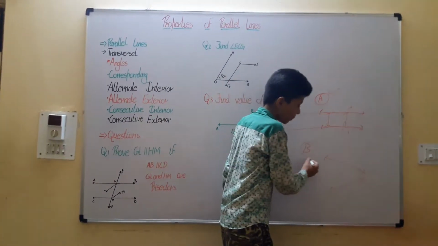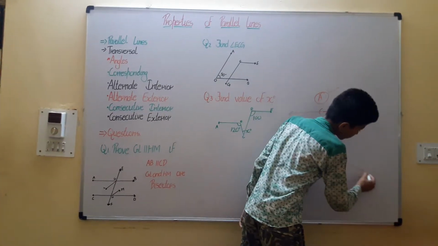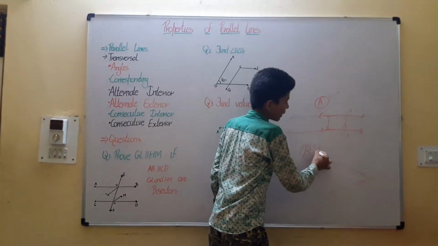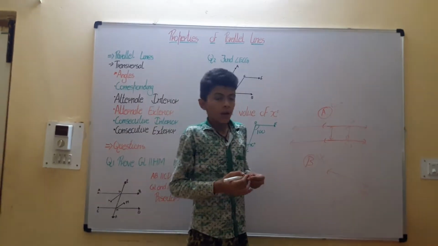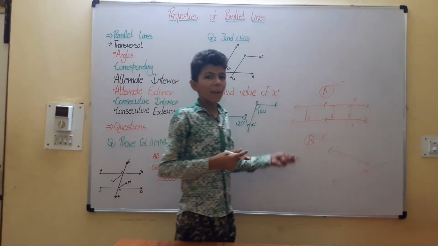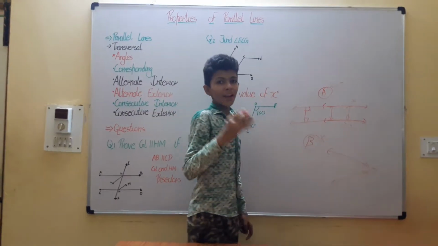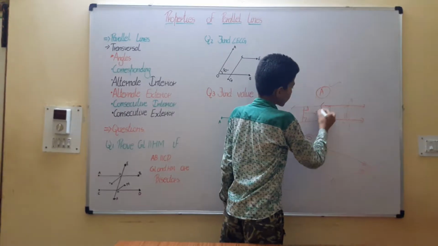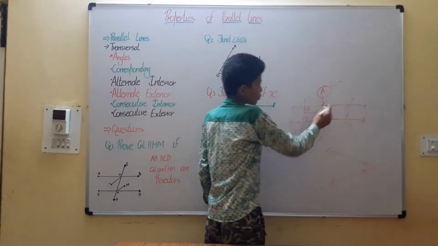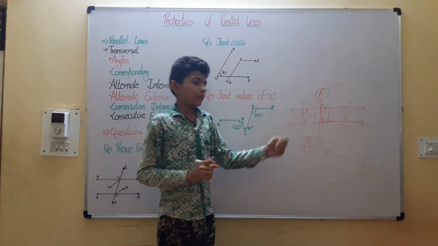But set B, which has inclined lines, will intersect at a point when extended. So set B is not parallel lines, but set A is. Then if I draw a line perpendicular to one of the parallel lines, it would be perpendicular to the other also. And if I copy this perpendicular here and extend these lines, both perpendiculars would always be parallel to each other.